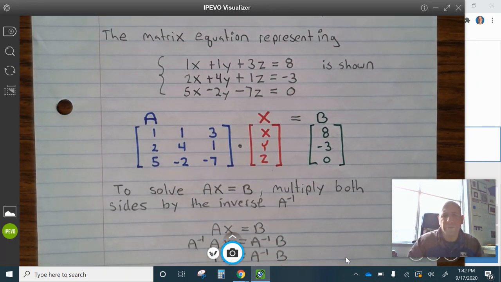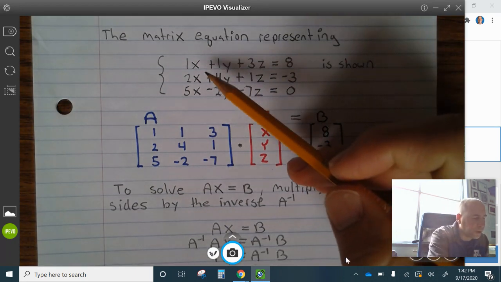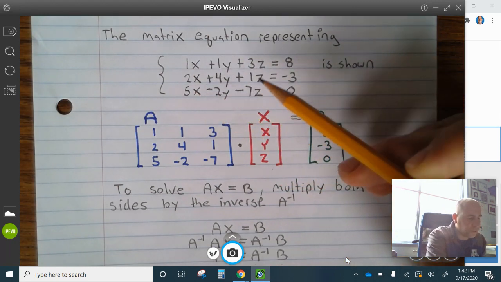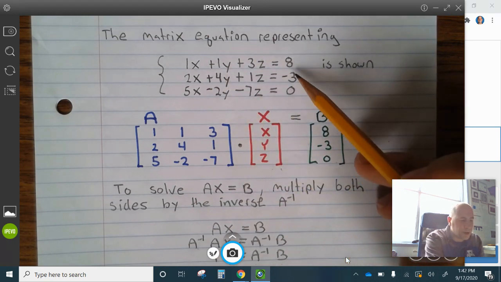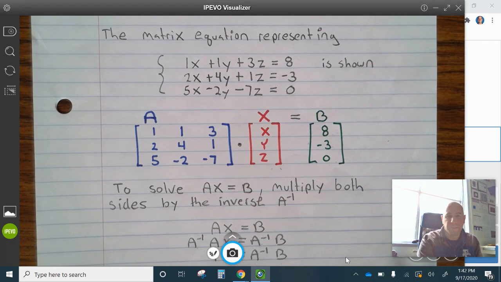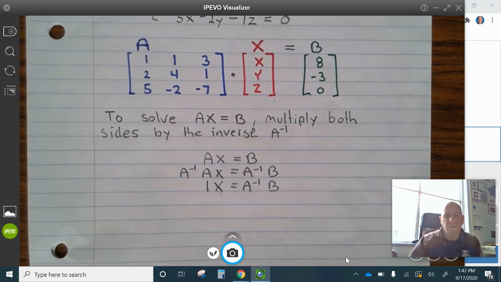The matrix equation representing 1x plus 1y plus 3z equals 8, 2x plus 4y plus 1z equals negative 3, 5x minus 2y minus 7z equals 0 is shown, where A is 1, 1, 3, 2, 4, 1, 5, negative 2, negative 7, which is a 3 by 3 matrix, which you get from the numbers in front of the variables. Then the matrix X is your variables X, Y, Z, and then matrix B is 8, negative 3, 0, okay?